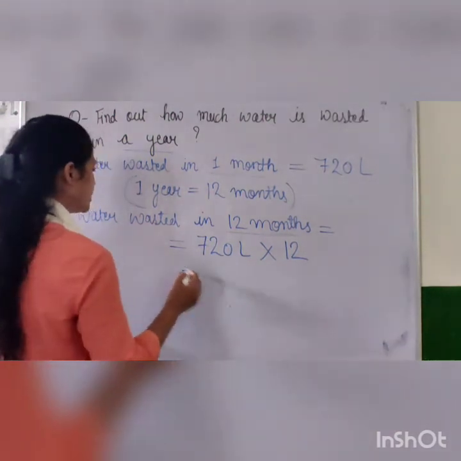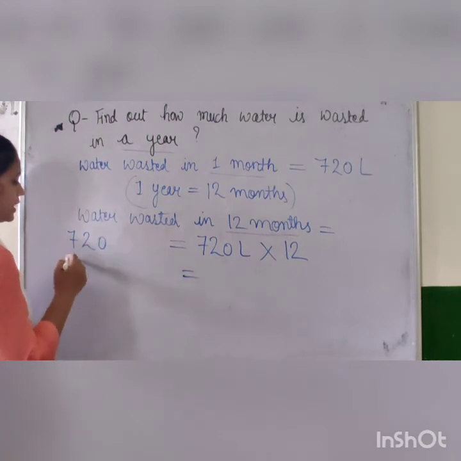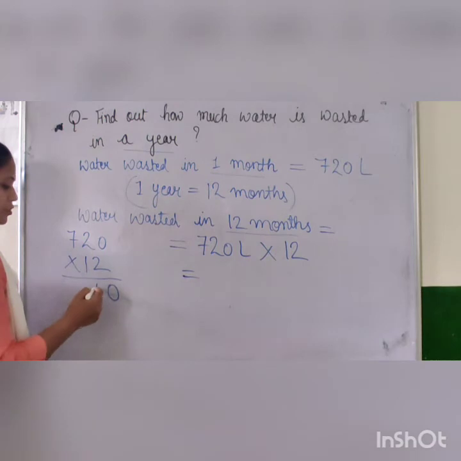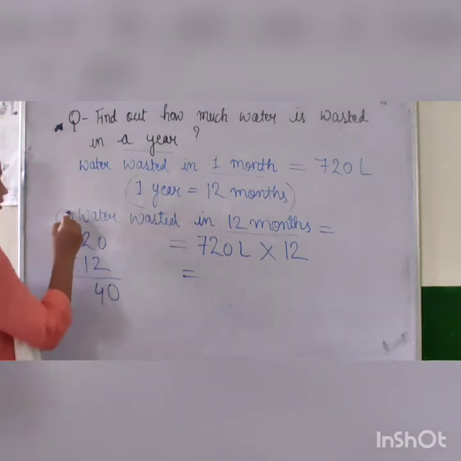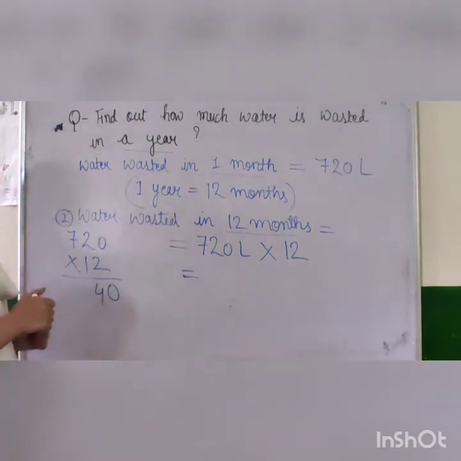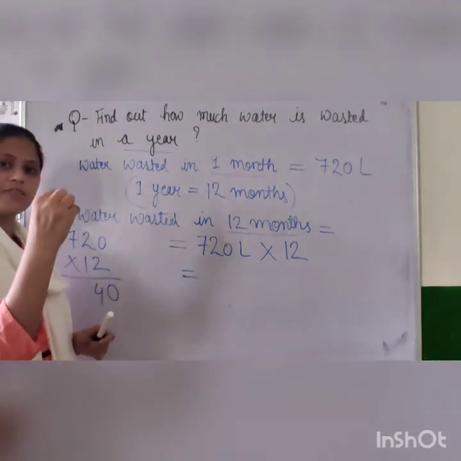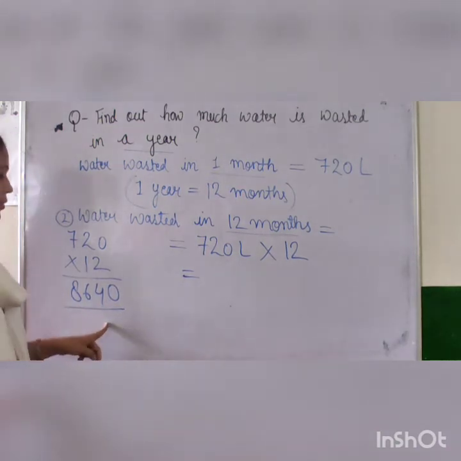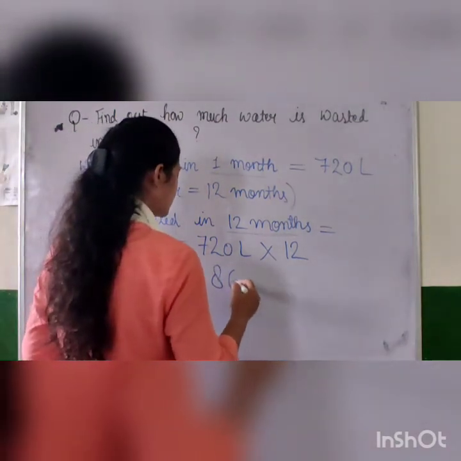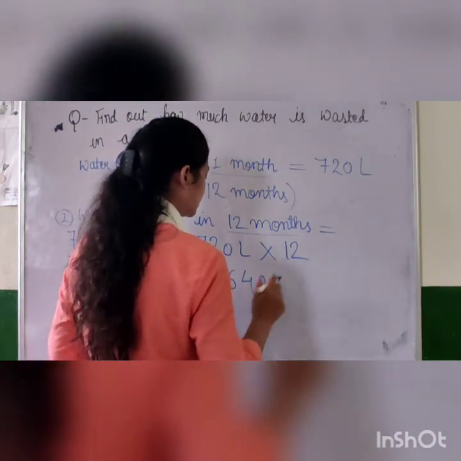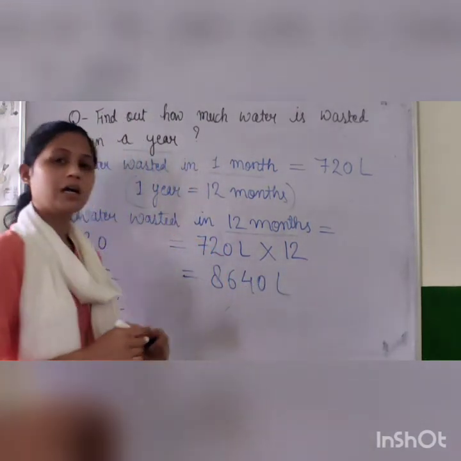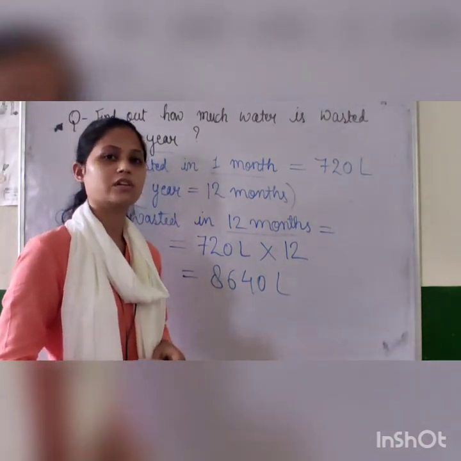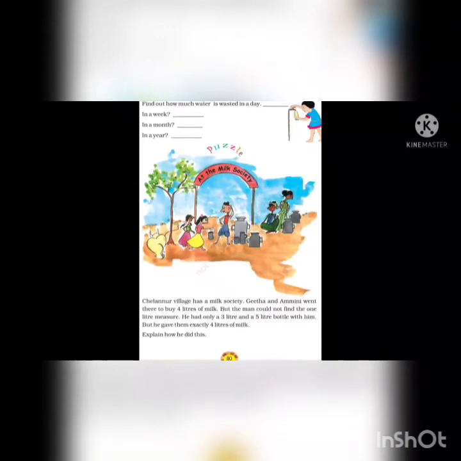Okay, so let's multiply it here. 720 multiplied by 12. 12 into 0 is 0. 12 twos are 24, 4 here, 2 will be in carry. 12 sevens are 84. We have to add 2 in it, so 86. It means 8,640 liters. 8,640 liters of water they are wasting in a year. Means in 1 year they are wasting 8,640 liters of water. Moving on to the next now.